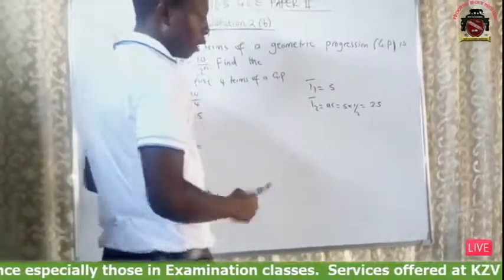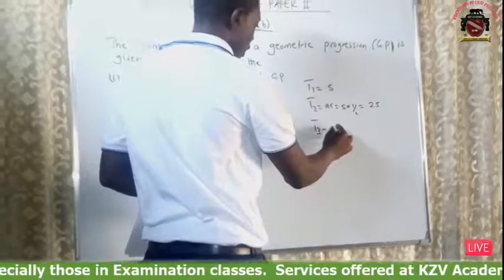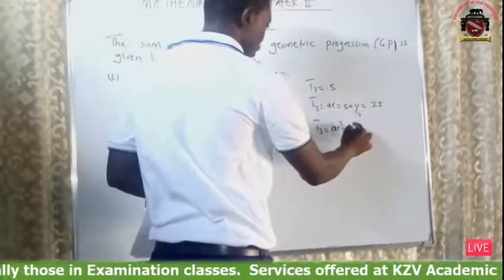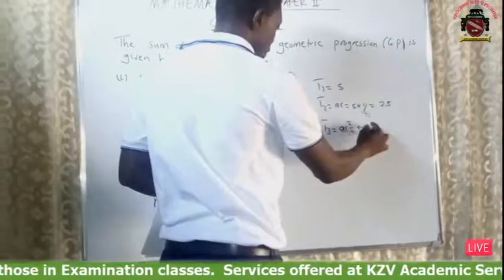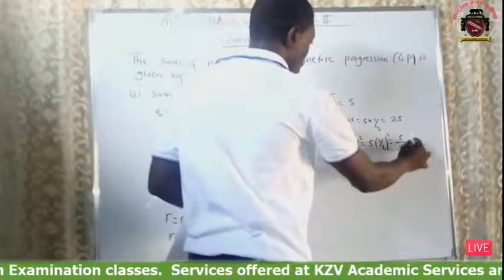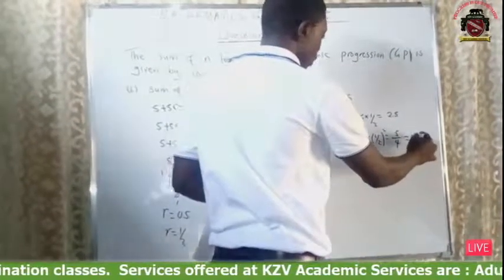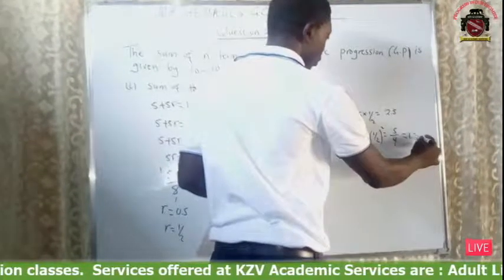2.5. Okay, and then T3 is AR to the power 2. Implying that we have 5 times 1 over 2 to the power 2. Okay, so we get 5 over 4. Yes. Okay. Now 4 into 5, what do we get? It's 1.25.